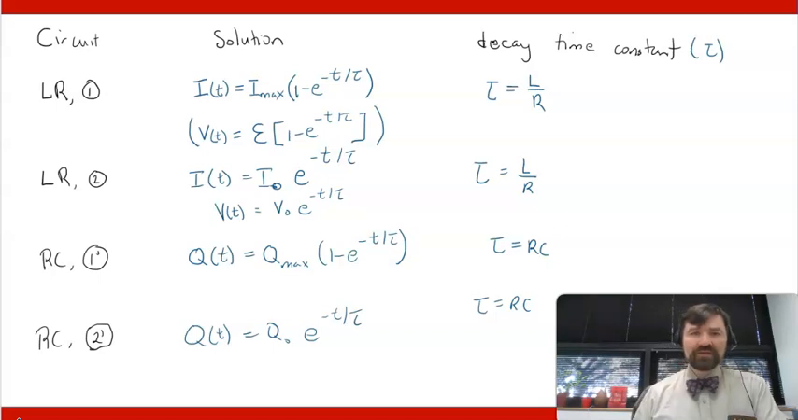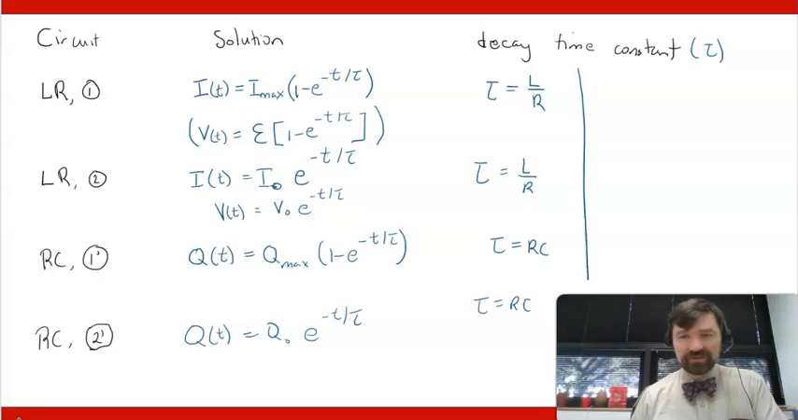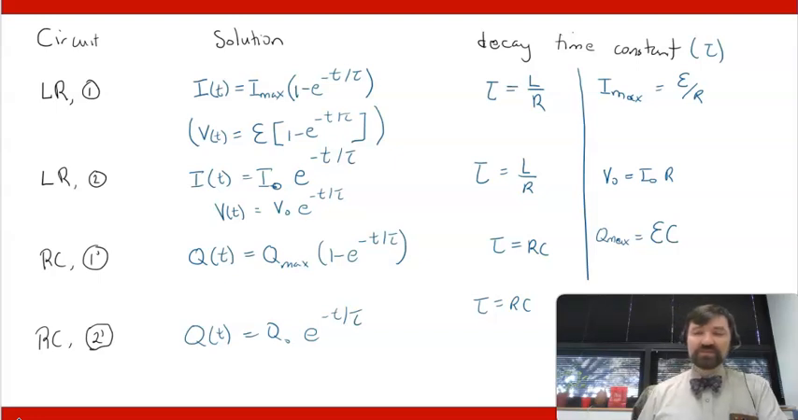And it's worth noting that maybe we could have another column here that relates these. So I max would look like epsilon over R. This one right here, V naught is I naught R. It's a little less informative. Down here, your Q max should look like epsilon C. And we could also say that delta V max is epsilon.